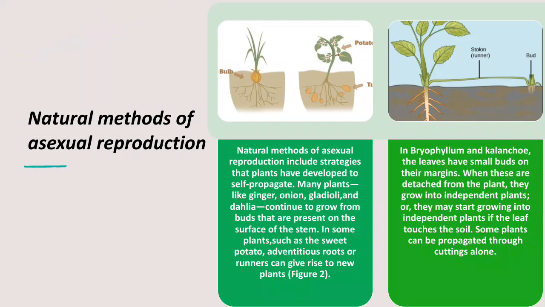In Bryophyllum, the leaves have small buds on their margins. When these are detached from the plant, they grow into independent plants, or they may start growing into independent plants if the leaf touches the soil. Some plants can be propagated through cutting alone.